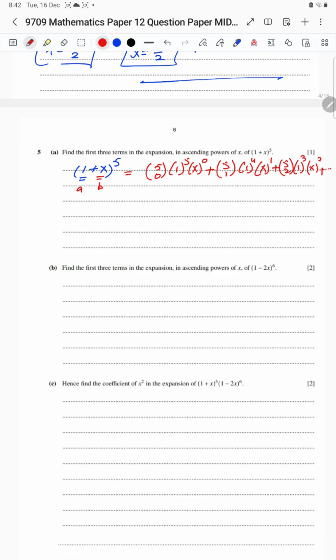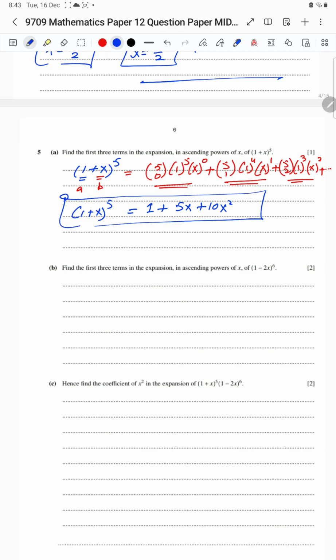As we have to expand up till the first three terms, so this is one term, two terms and three terms. On the calculator we can simplify. This will be 1 plus 5x plus 10x squared, the expansion of (1 plus x) whole power 5 up till the first three terms. This is the 1 mark. Easy way. Same we will go with the first three terms in the expansion in ascending powers of this.